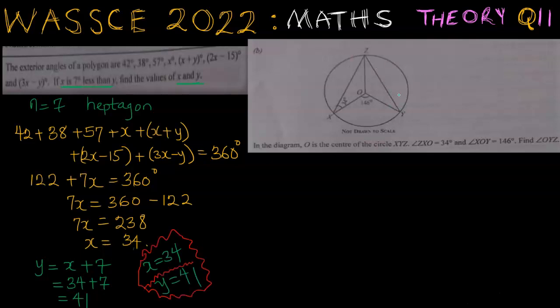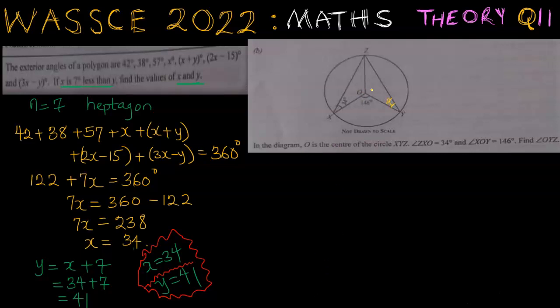Here is the B part. We are told that in the diagram, O is the center of the circle XYZ. Angle ZXO is 34 degrees, and angle XOY is 146 degrees. Find the value of angle OYZ. The angle OYZ, this is OYZ. I'm just going to mark it here. I could even call it alpha to make it easy for me.